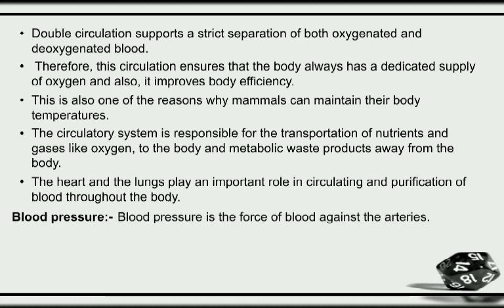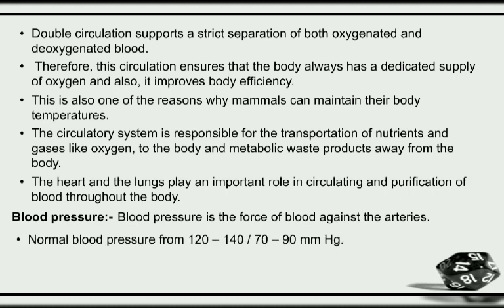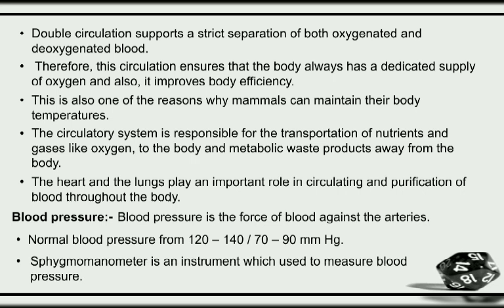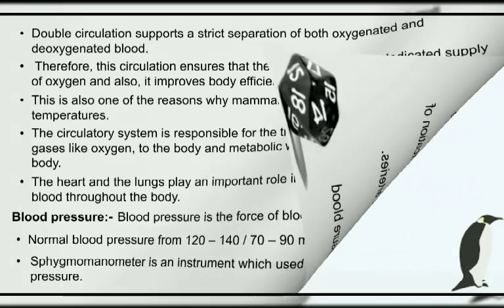So here you see that blood pressure is the force of blood against the artery wall. Normal blood pressure is 120 to 140 upon 70 to 90 mmHg. Hg is mercury, which is present in the sphygmomanometer. The sphygmomanometer is the instrument used to measure blood pressure.